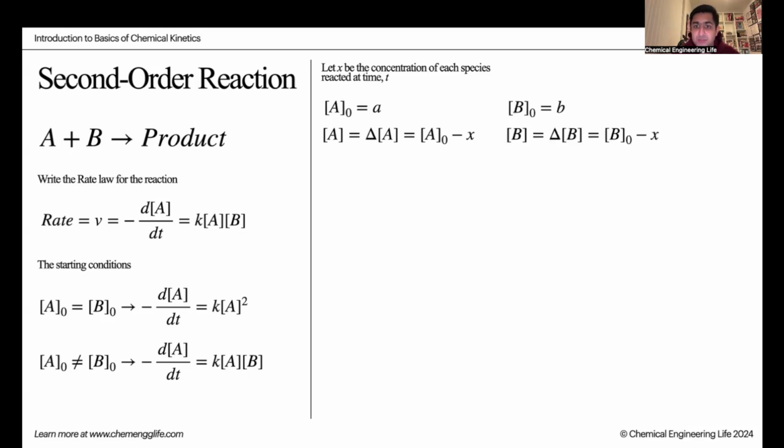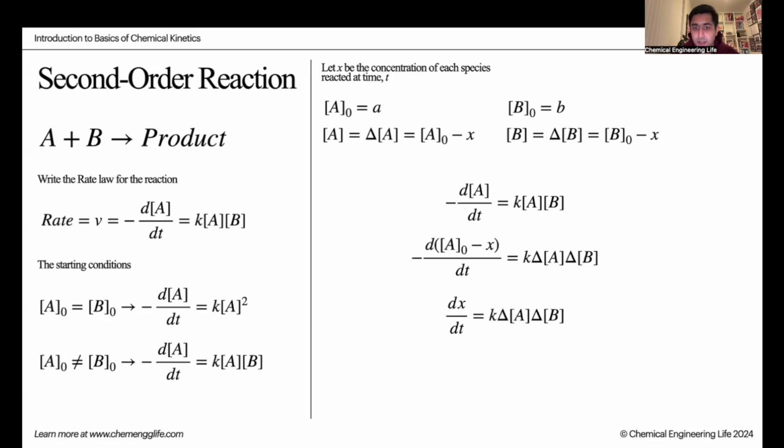And we write the same expression for B. And the reason it's minus x for A and minus x for B is because they're both first order, right? And if they're both first order, that means that they're both getting used up in the same amount, at the same reaction rate. So coming back to the rate expression, the rate law that we had derived, we're going to insert the information that we have got. And since A0 is a constant, that means that we can rewrite the differential on the left-hand side as dx over dt.